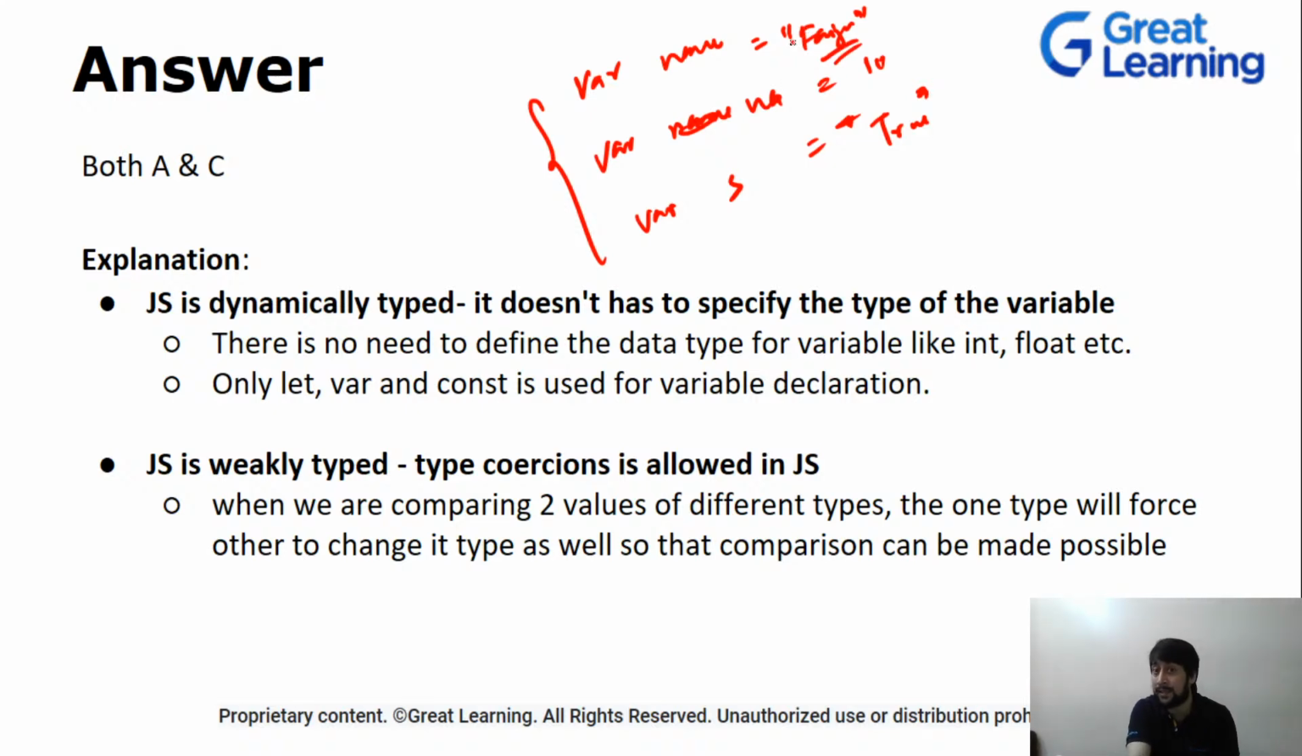Once you insert a string, it will be treated as a string. Once you insert a number, it will be treated as a number. Once you insert a boolean value, it will be treated as a boolean. So it is known as a dynamically typed language. JavaScript is a dynamically typed language. Is this clear? That is why you can define it in such a way.